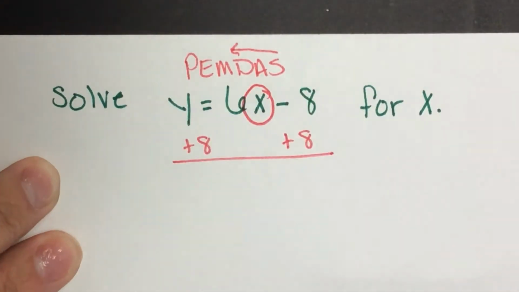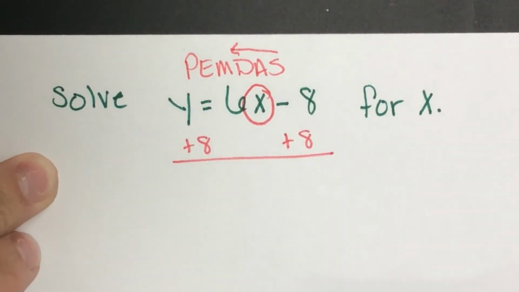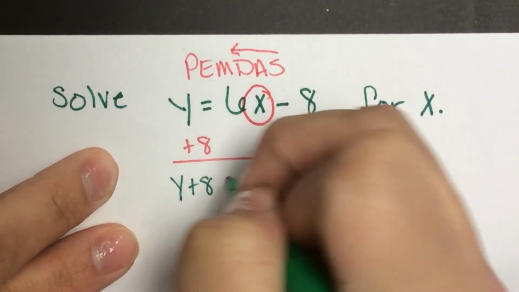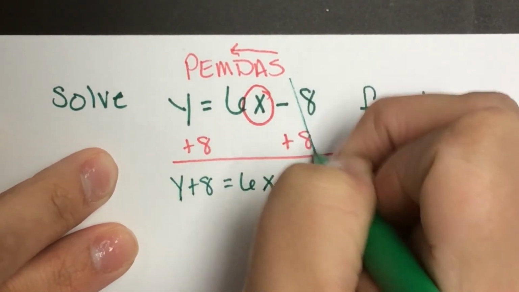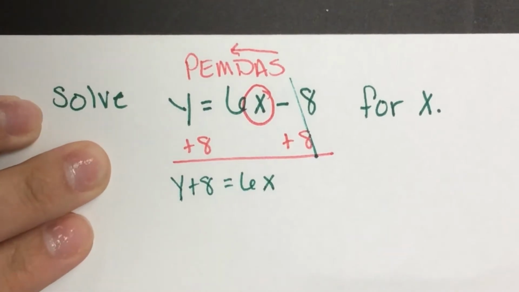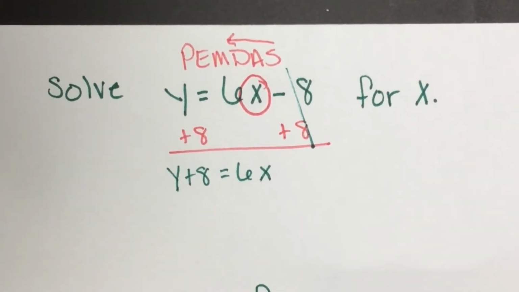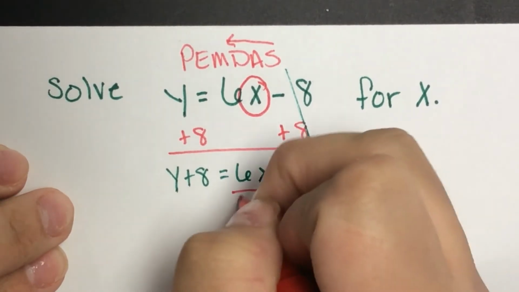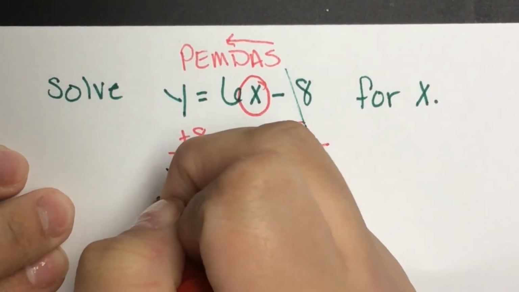So this side now looks like y plus 8 equals 6x, because this canceled. And now I have to get rid of the 6. And 6 is connected to x by multiplication, so I'm going to divide. And then I'm going to divide.